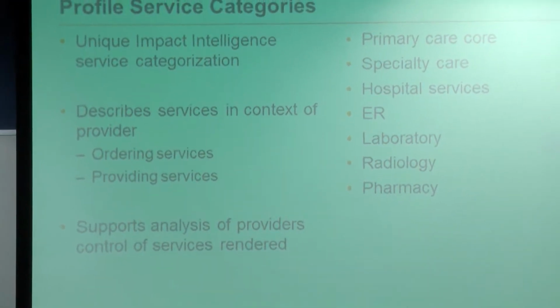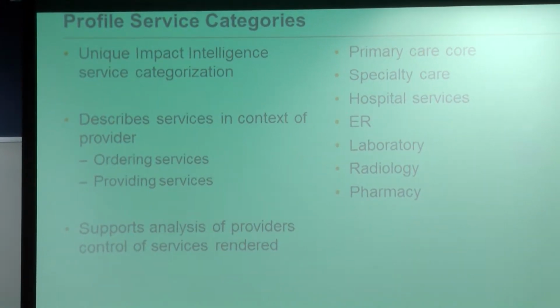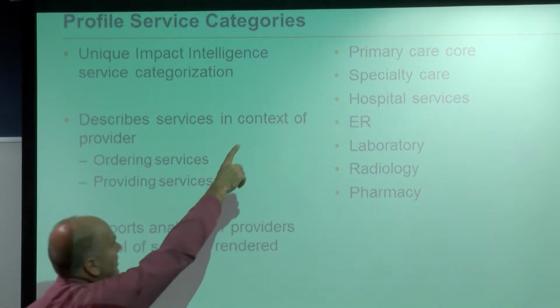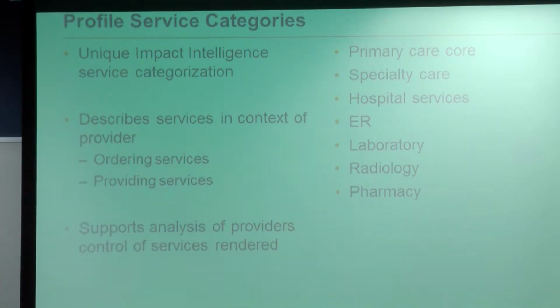These are the profile service categories. Remember I said certain physicians aren't as responsible for certain activities as other physicians are? These are the categories we use, and that's how we assign responsibility. So for example, if I'm a primary care physician, I am definitely highly responsible for my primary care. I'm also highly responsible for the specialty care. I'm not quite as responsible for hospital and ER, and I'm somewhat responsible for lab, radiology, and pharmacy. So for each one of these, we apply a percentage that has to add up to 100%.